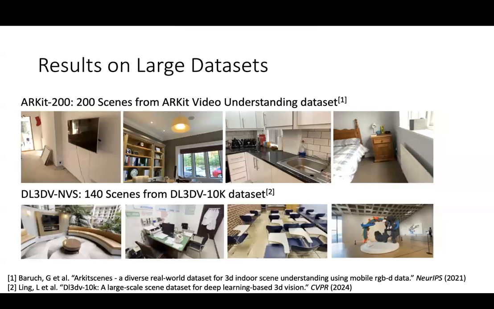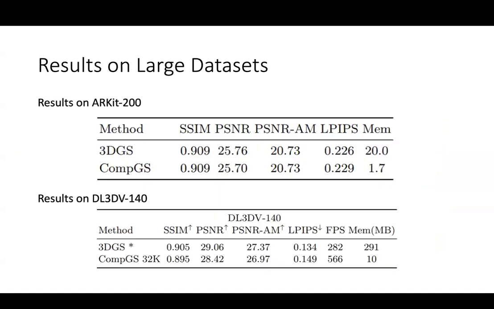In addition to the typical 3 datasets comprising 13 scenes, we show results on 2 large-scale datasets. We repurposed 200 scenes from the ARKit video understanding dataset for the novel view synthesis task. DL3DV NVS benchmark consists of 140 scenes sampled from the larger DL3DV 10K dataset. Similar to the previous results, CompGS achieves a high level of compression with a small drop in quality.